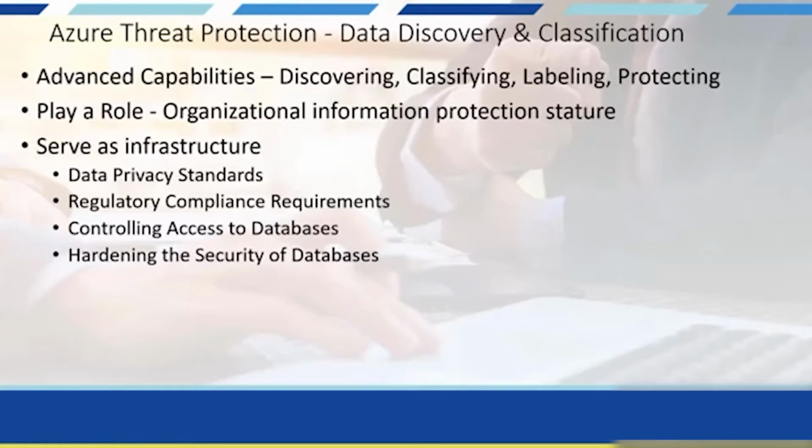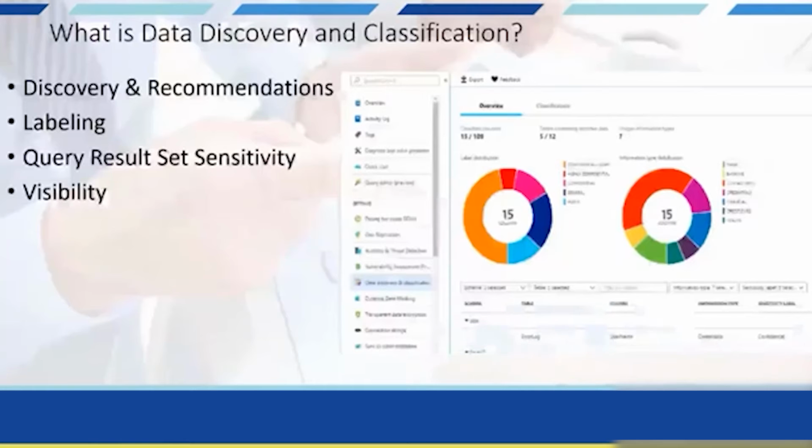It can be used to provide visibility in your database classification state and to track the access to sensitive data within the database and beyond its borders. It can play a pivotal role in your organization's information protection posture. It can serve as infrastructure for helping meet data privacy standards and regulatory compliance requirements. It also supports various security scenarios such as monitoring, auditing, and alerting on anomalous access to sensitive data, and controlling access to and hardening the security of databases containing highly sensitive data.